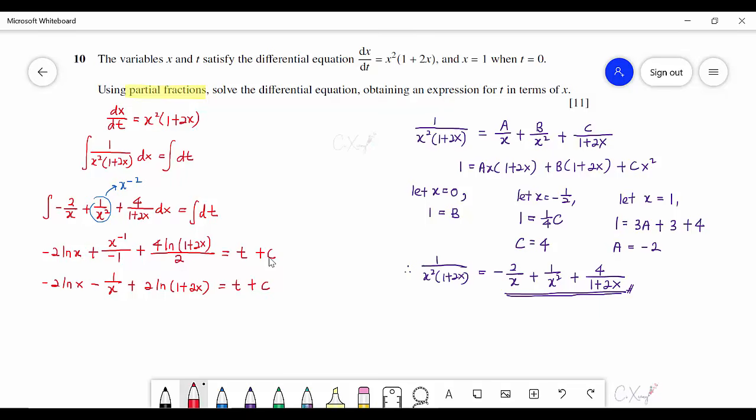Okay, then now I want to find the c. Right, so to find the c, I will need to use the initial value given in the question. They said when x equals to 1, t is equals to 0. Or when t equals to 0, x is equals to 1.